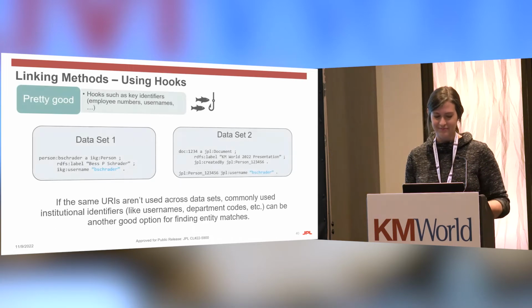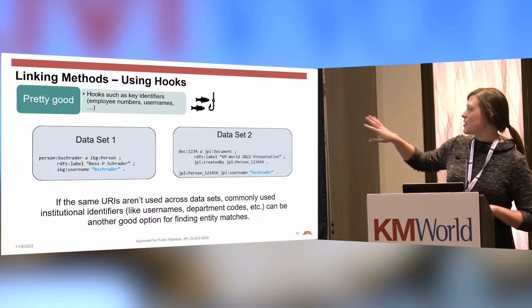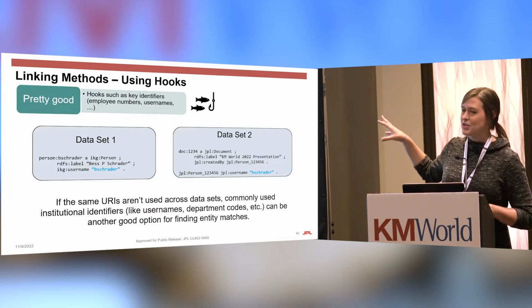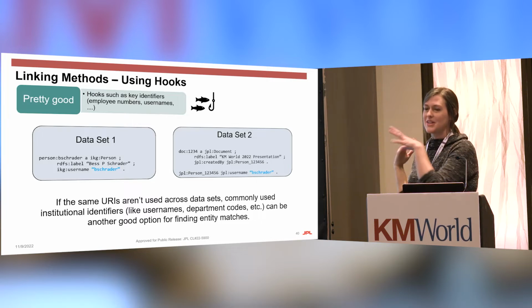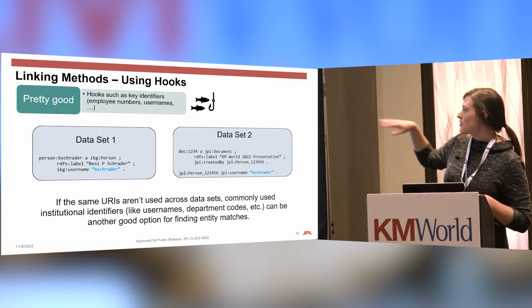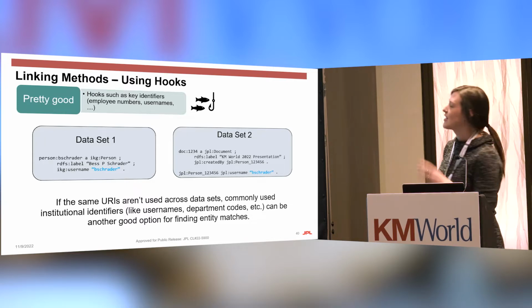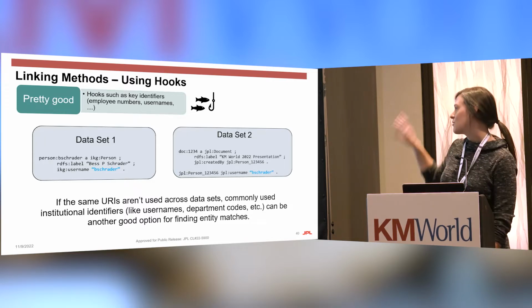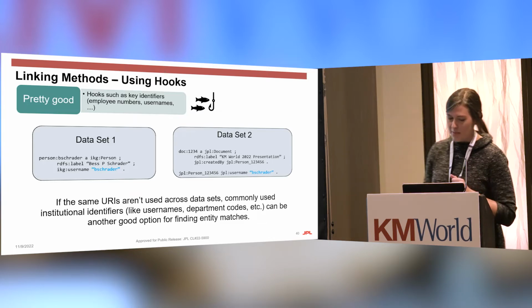So great. If we look at our pretty good scenario, same thing. Let's say we've got person B. Schrader in dataset 1, dataset 2, we've got a document, but we've used a different URI here to say, you know, this is created by a person. But we've got some kind of hook, like a username, where we've left that in both data sets, so we can say, all right, this person in dataset 1 with this URI, and this person in dataset 2 with this other URI, same person, probably.